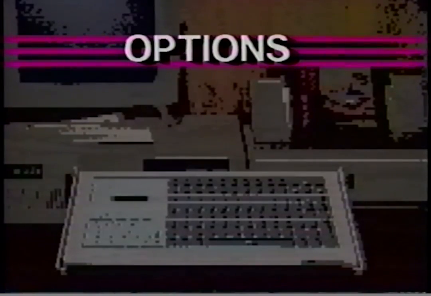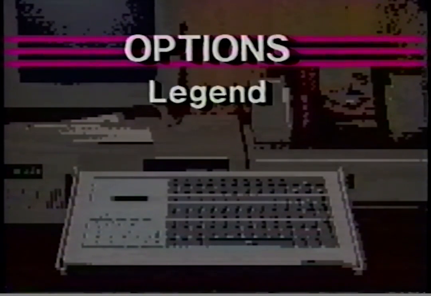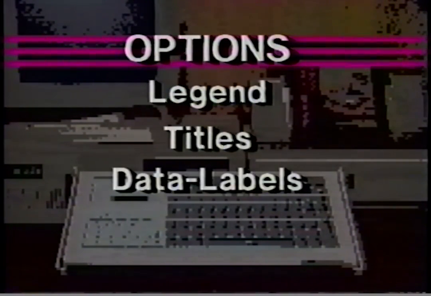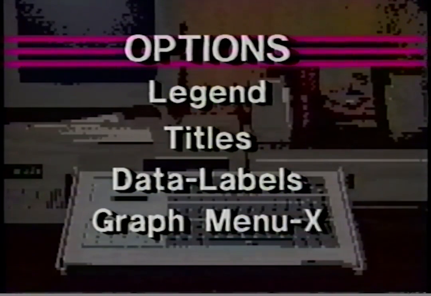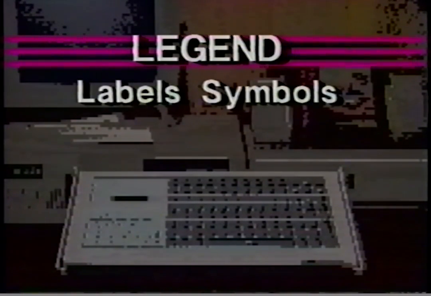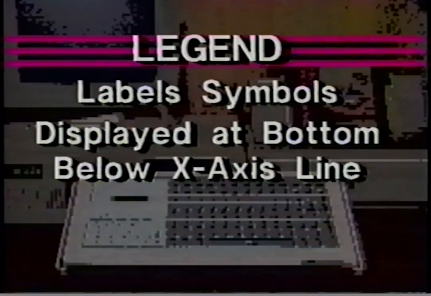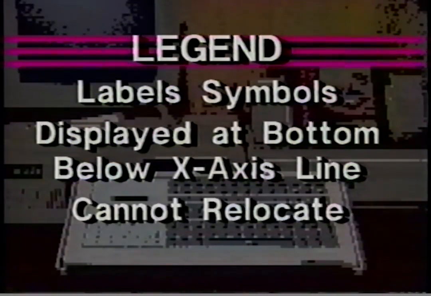To add descriptive information to a graph, you can use a few of the options such as legend, titles, and data labels from the options menu and the X option from the graph menu. The legend option is used to label the different symbols or colors assigned by the program to each data variable in the graph. They are permanently displayed at the bottom of the graph below the x-axis line. You can't relocate legends into another area.